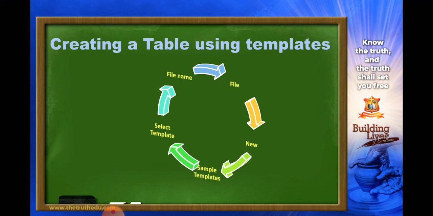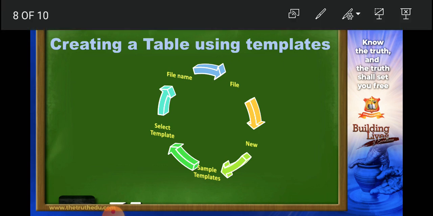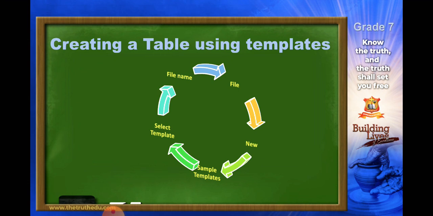Next, the list of available templates will be there. Select any template whichever you want, and once you select it, in the task pane it will appear on the right hand side. Specify the file name in the name box. You will have to specify whatever file name you want to give it, and click on the create button. This is how you will create a table using a template.